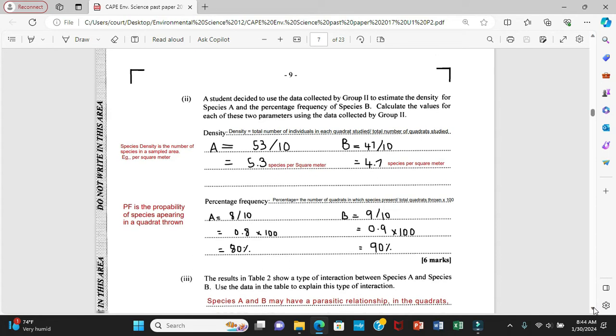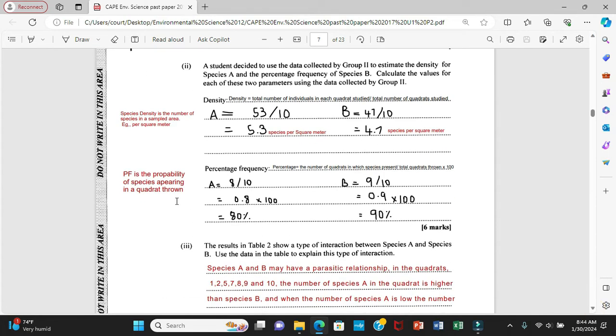Alright. With percentage frequency, the definition is a little different. Let's go through it. It says percentage frequency is the probability of a species appearing in a quadrat throw. So each time you throw down the quadrat on the ground, is there a chance the plant will appear there or not? Will it be there or will it not be there? How much percentage chance it will possibly be there, or how much chance it will not be there.